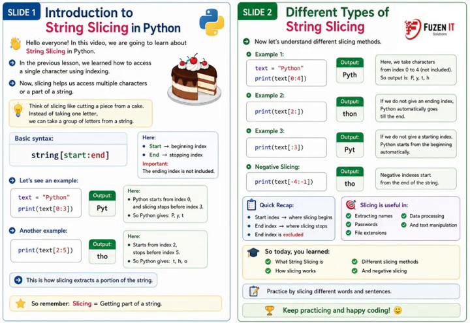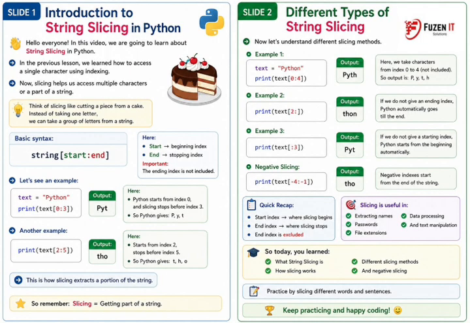Hello everyone, in this video we are going to learn about string slicing in Python. In the previous lesson we learned how to access a single character using indexing. Now slicing helps us access multiple characters or a part of a string. Think of slicing like cutting a piece of cake. Instead of taking one letter, we can take a group of letters from a string.